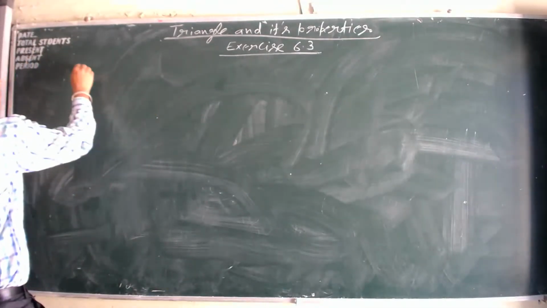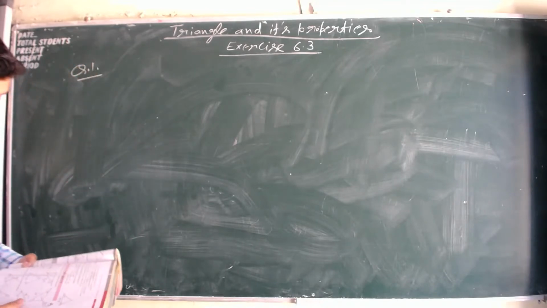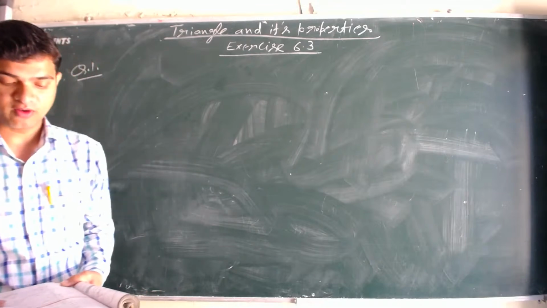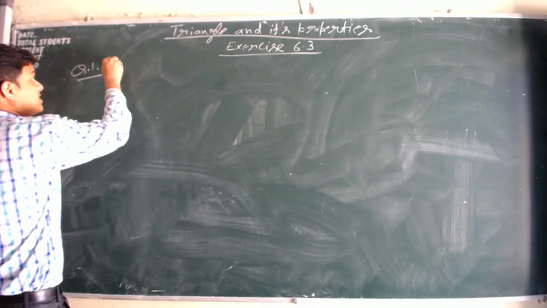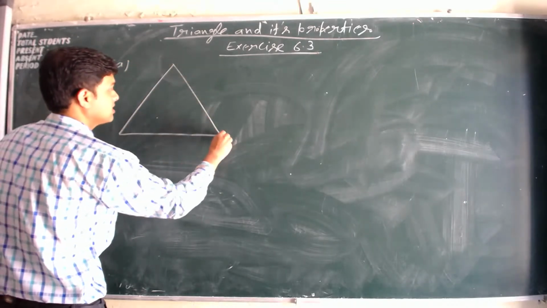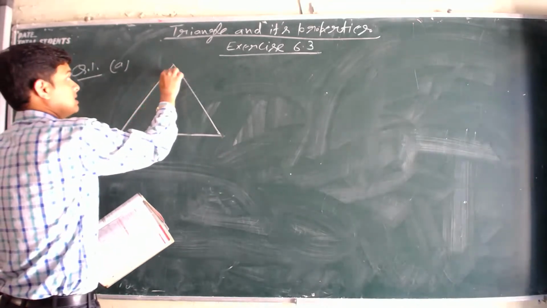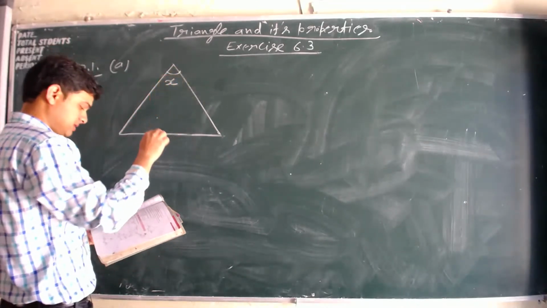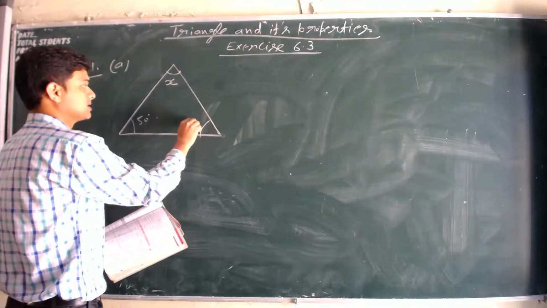Question number one is: find the value of unknown x in the following diagrams. Some diagrams are given, then we have to identify the value of x in these figures, with angles x, 50 degree and 60 degree.